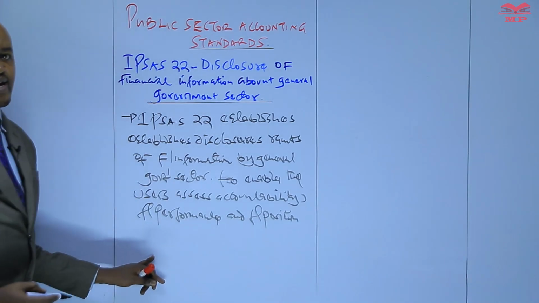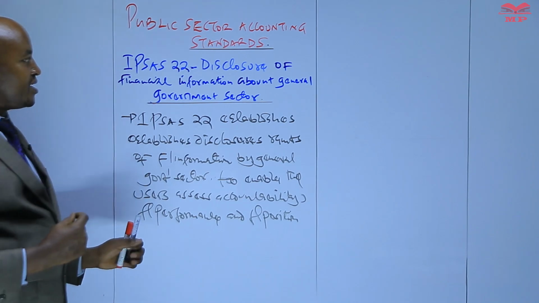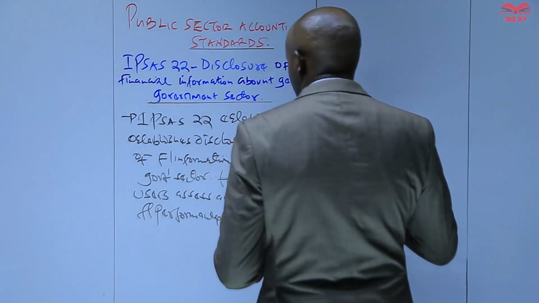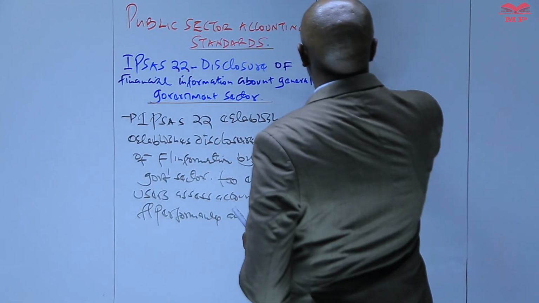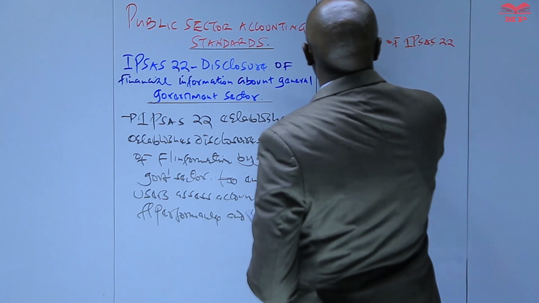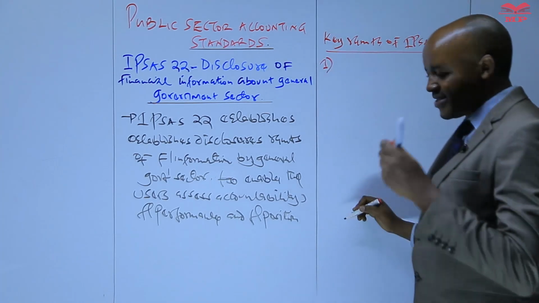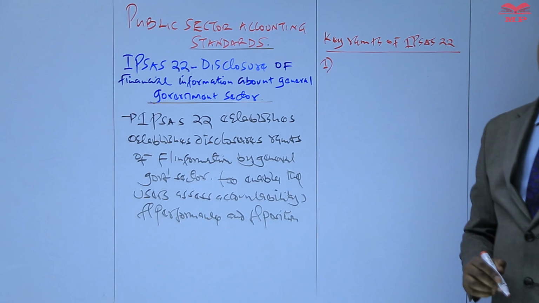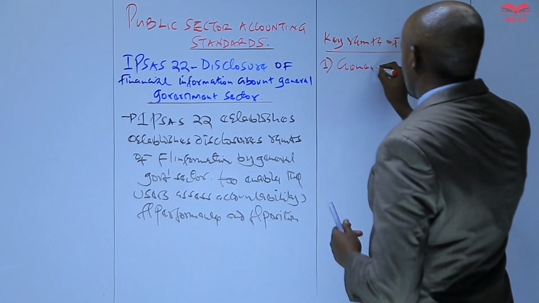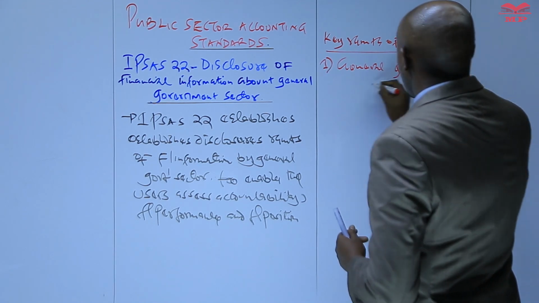Then from there we can proceed and look at the key provisions, or basically the key requirements of IPSAS 22. So the first key requirement of this particular standard is something called the general government sector disclosures.